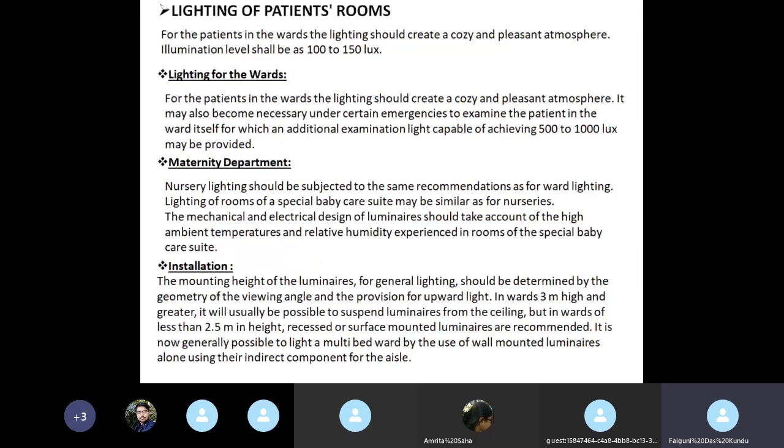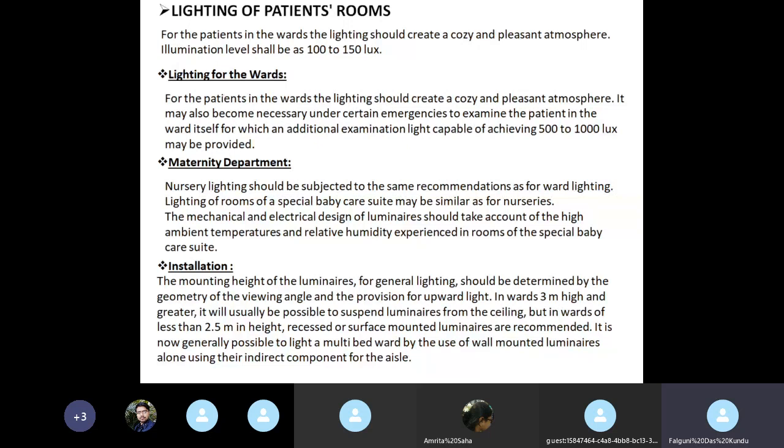Now the lighting of patients' rooms. For the patients in the wards, the lighting should create a cozy and pleasant atmosphere. Illumination level shall be 100 to 150 lux. It may also become necessary under certain emergencies to examine the patient in the ward itself, for which an additional examination light capable of achieving 500 to 1000 lux may be provided.